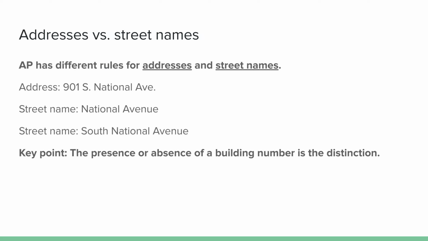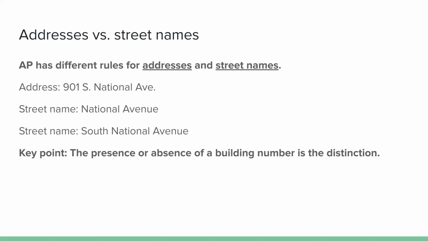Okay, this is a really important concept, and it's very important that you understand this distinction before you go any further. AP has different rules as far as what you're supposed to do when you have an address as opposed to a street name. When we say address, what we mean is there's a building number with the name of a street. So 901 South National Avenue is an address. If we were to say National Avenue or South National Avenue, those are street names.